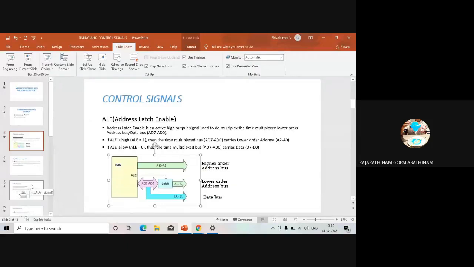Yes, sir. When the CPU addresses the IO device, specifically when executing the IN and OUT instructions, the IO device has to be addressed. The IO device address is 8-bit, so it is sent on both the higher-order address bus as well as the lower-order address bus, as sir told. But usually we will take the lower-order address bus.